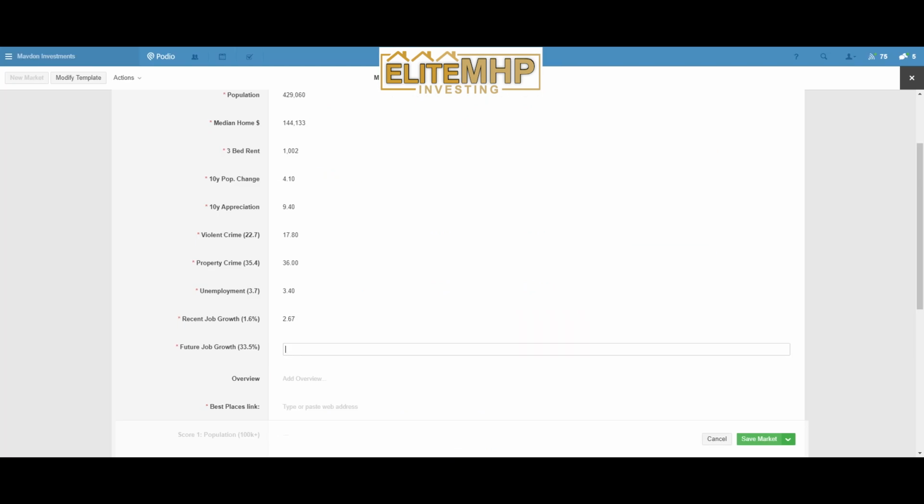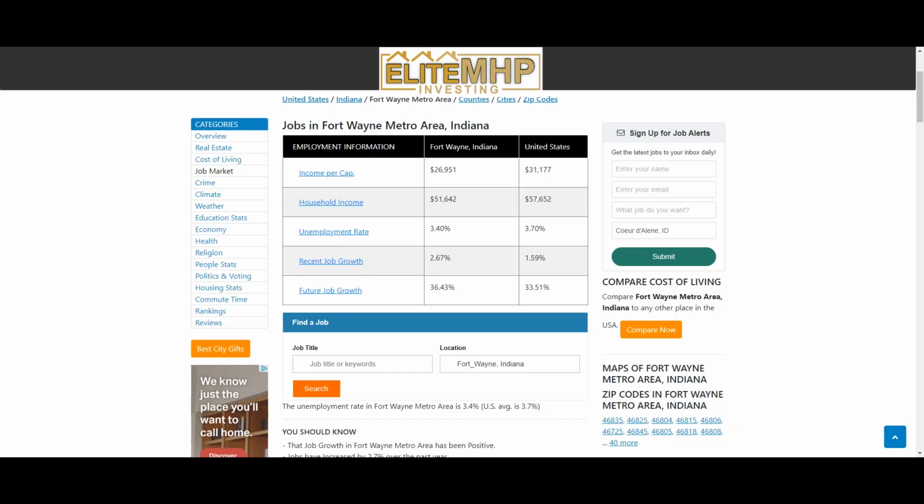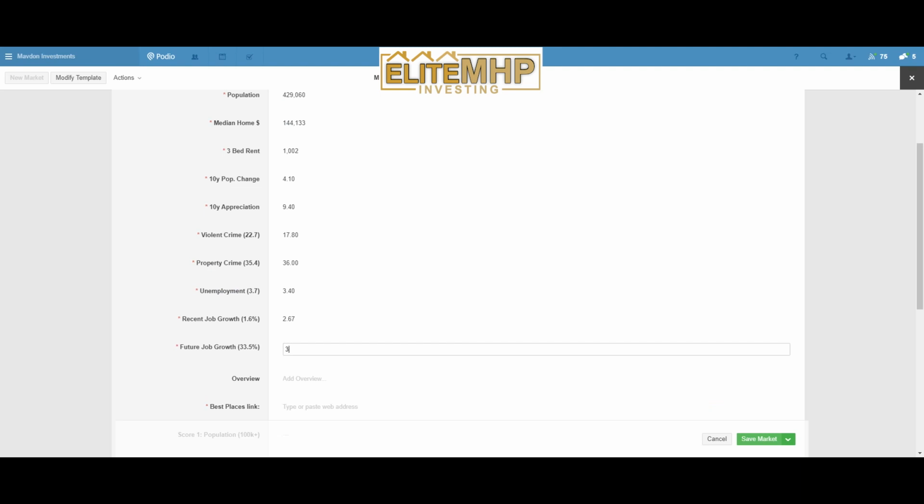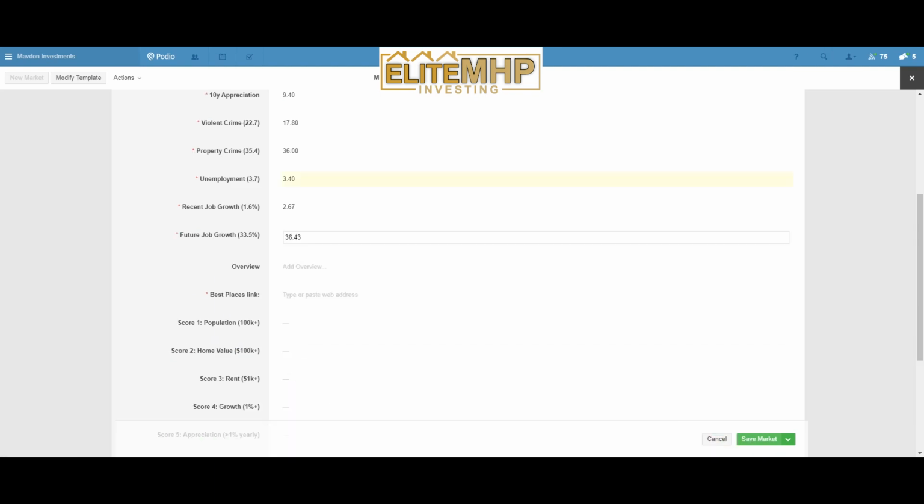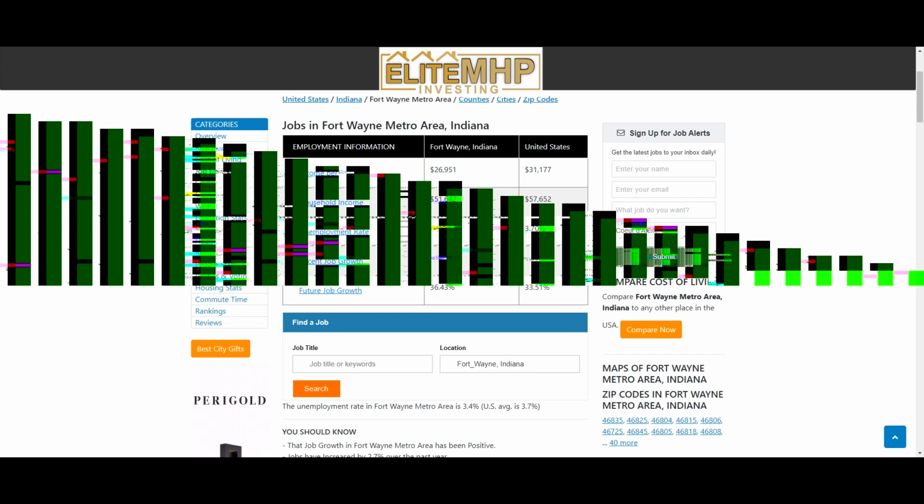Oops. Future job growth 36.43. As you can see, that's also higher than the U.S. average. And typically there, I just want to see 30% or more. 30% future job growth.